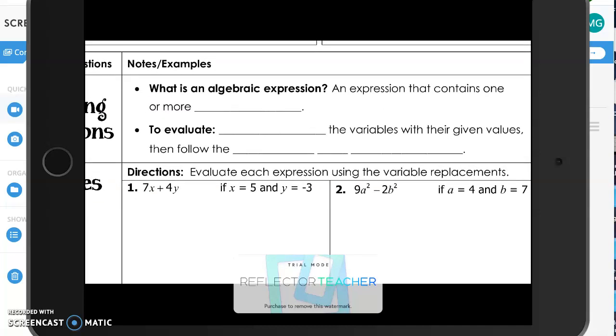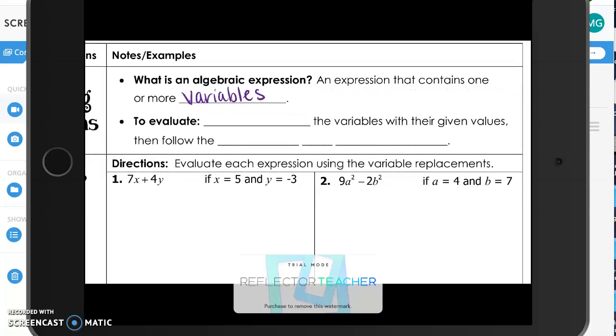An algebraic expression is an expression that contains one or more variables. To evaluate, it's going to tell you what your variables are equal to. So you need to plug those in, replace the variables with the numbers. We call that substitute. So we need to substitute the variables with their given values, then follow the order of operations to get down to our single number for our answer.